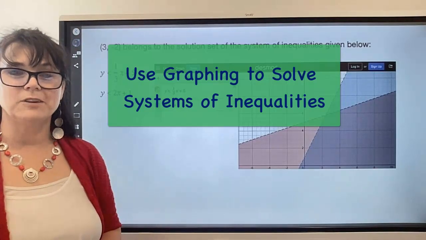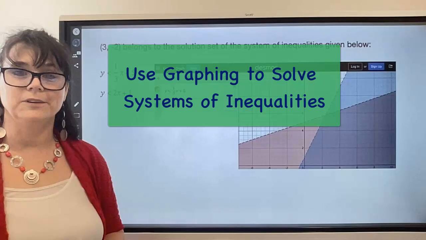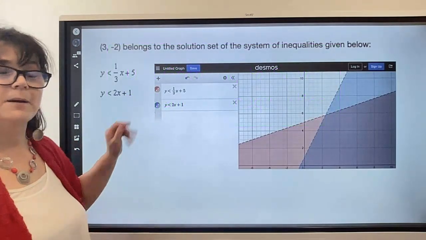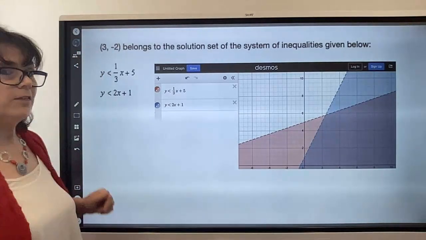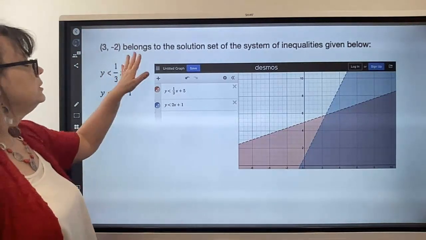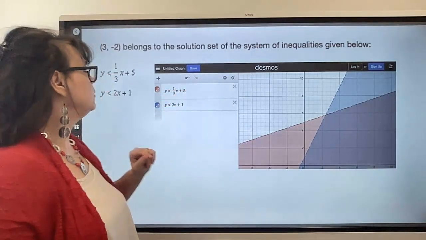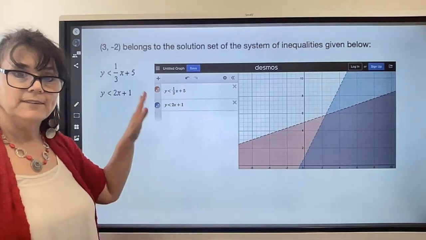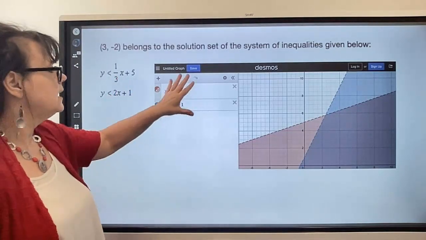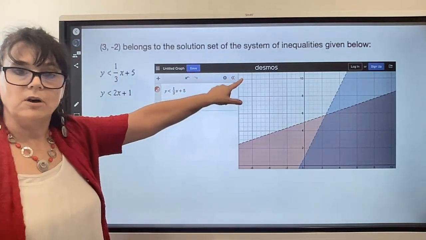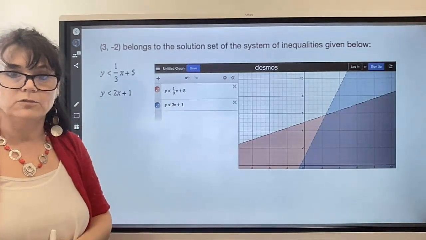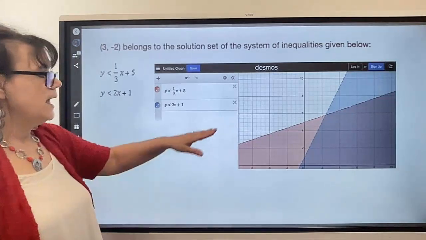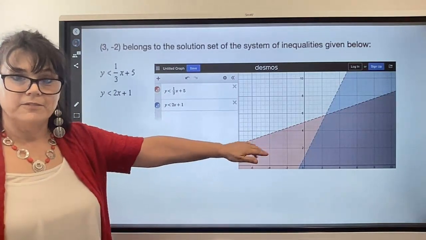In this video, I'm going to show you how you can use the graphing tool to solve systems of inequalities. All right, so for this problem, we have that the point 3, -2 belongs to the solution set of inequalities that we have listed here. So what I've done is I've taken each of the inequalities, I've gone to Desmos, which is also my graphing calculator in my toolbar. I enter each inequality individually, and it produces for me the graph.